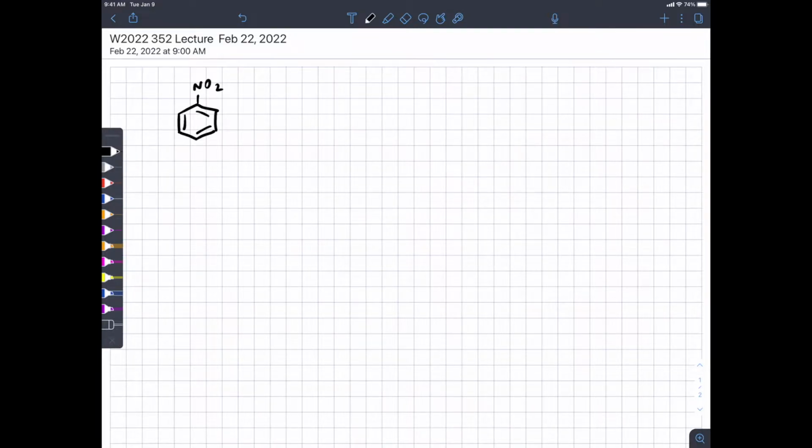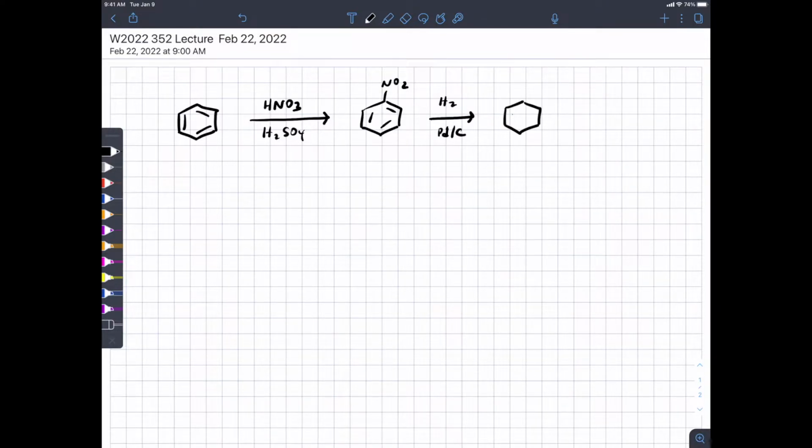It's an involved set of reactions in the sense that first you have to install the nitro group on the benzene ring. Let's start with benzene, which you nitrate using HNO3 and sulfuric acid to install the nitro group. Then you reduce that nitro group to the amine to get aniline, using hydrogen and palladium on carbon.